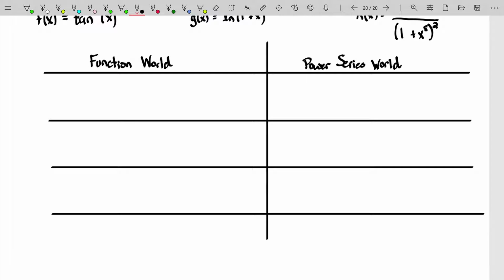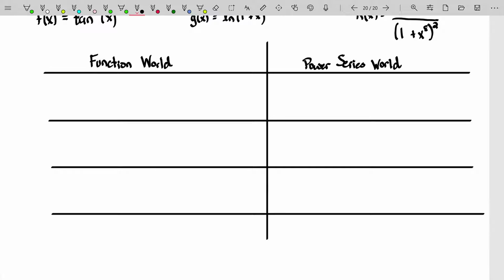All right, we'll start with just a table. And this table has two columns. It has a function world column and a power series world column. And actually, this idea of having different worlds in mathematics, different types of worlds we want to work within, is going to be very important as you move forward, because the reality is that when you move into differential equations, for example, you're going to want to work in a world by Laplace. It's called a Laplace transformation or a Laplace transform.